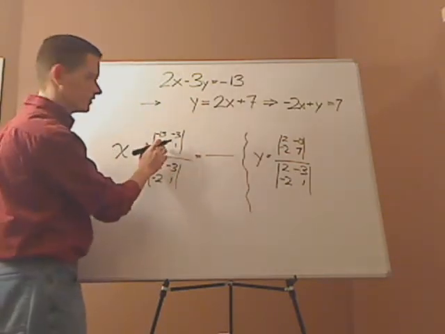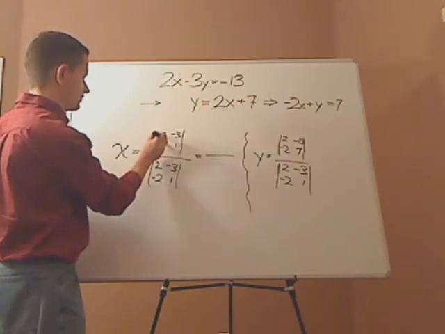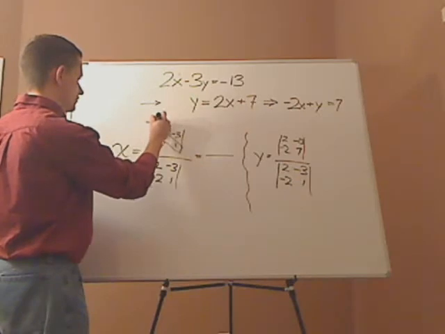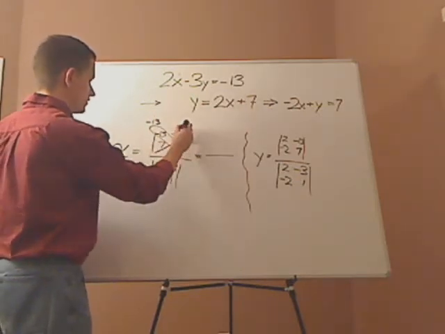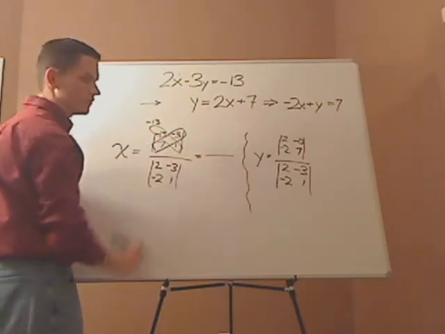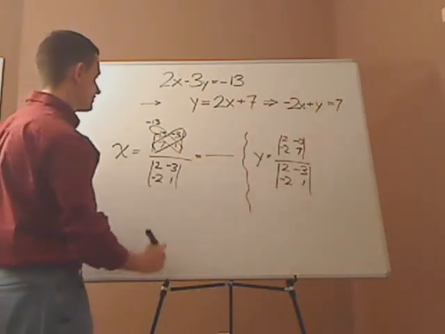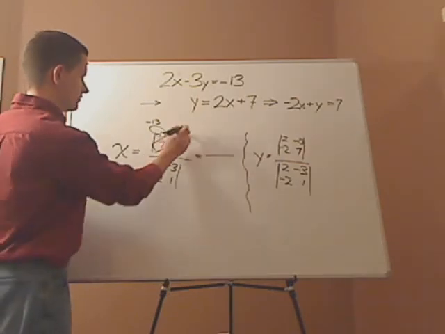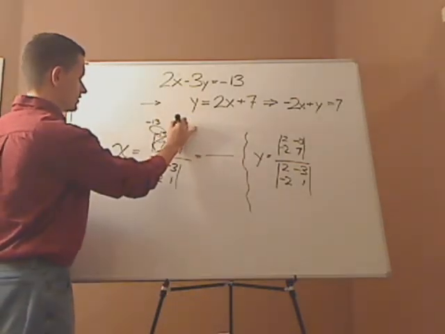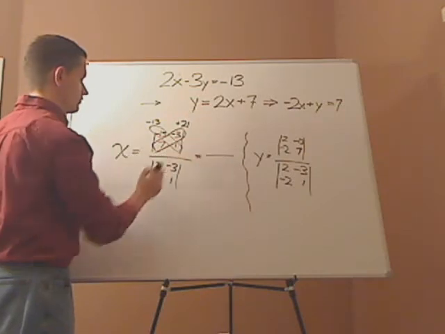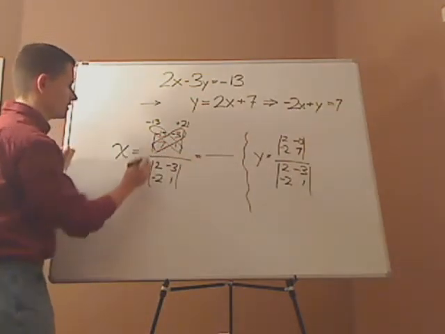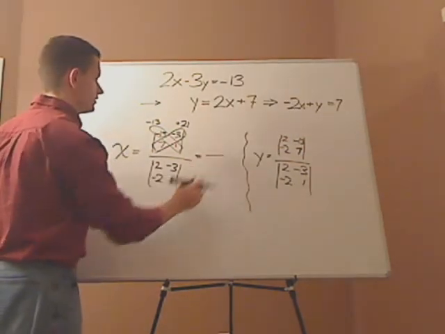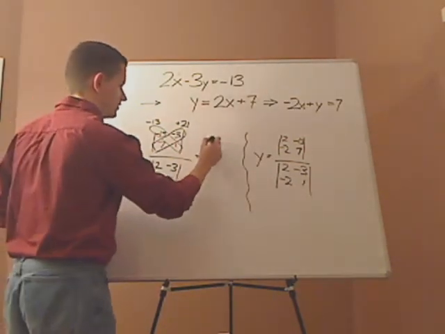To simplify this, you just take this 1 times negative 13. That is negative 13. This 7 times negative 3 is going to be a negative 21, but since it's down up, it negates it and makes it a plus 21. What's negative 13 plus 21? Yeah, it's going to be a positive 8.